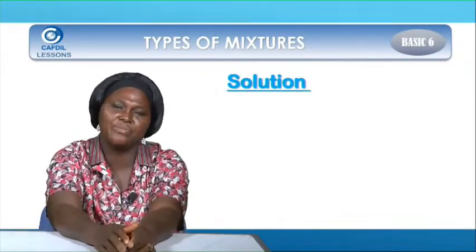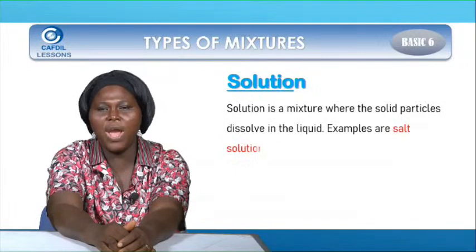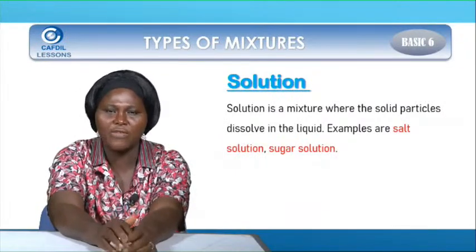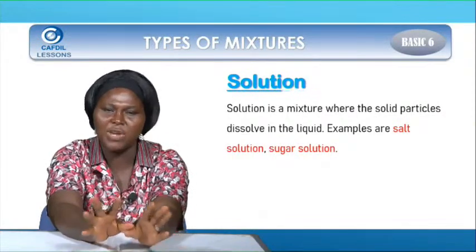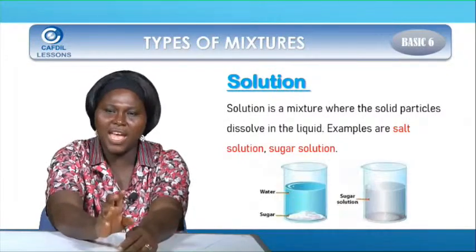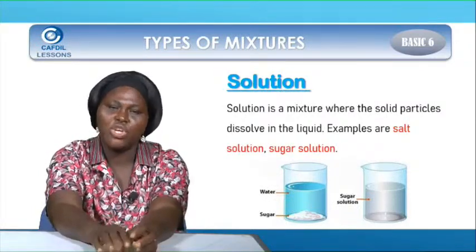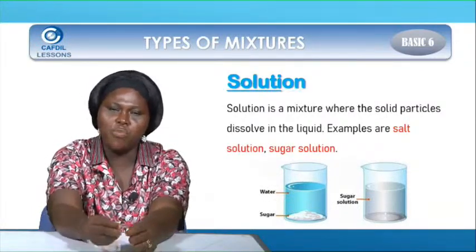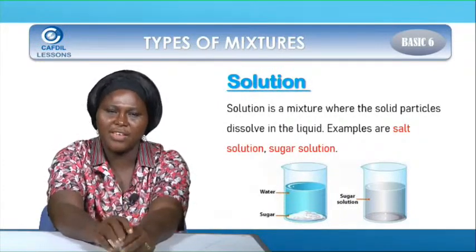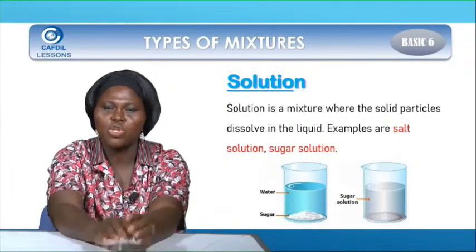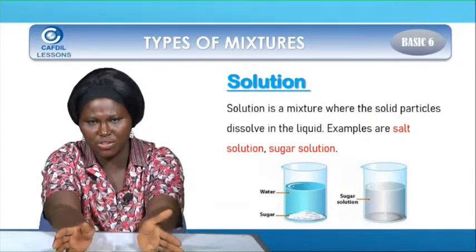Let's look at the other example, solution. Solution is a mixture where the solid particles dissolve in the liquid, and we cannot see them anymore. Examples are salt solution and sugar solution. When you put sugar in water and you stir, you will not see the sugar again, and it forms sugar solution. Salt or sugar solution.